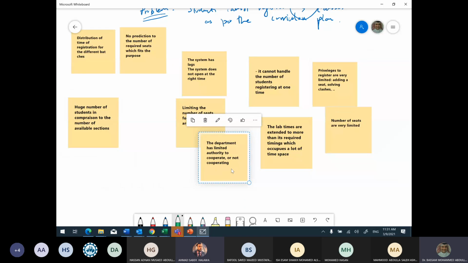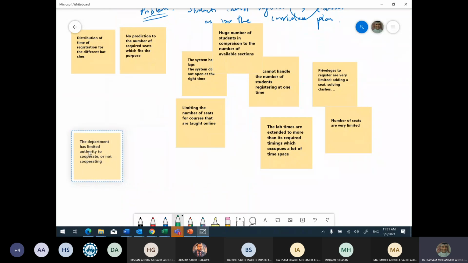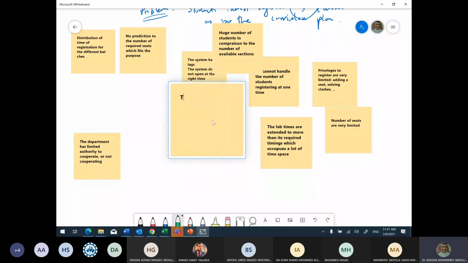Please add it. Yeah, please. Okay, so we will add that the department is not cooperating, or they don't have the authority, and the registration system is not replying, never replies. I'm just trying to write something quickly.